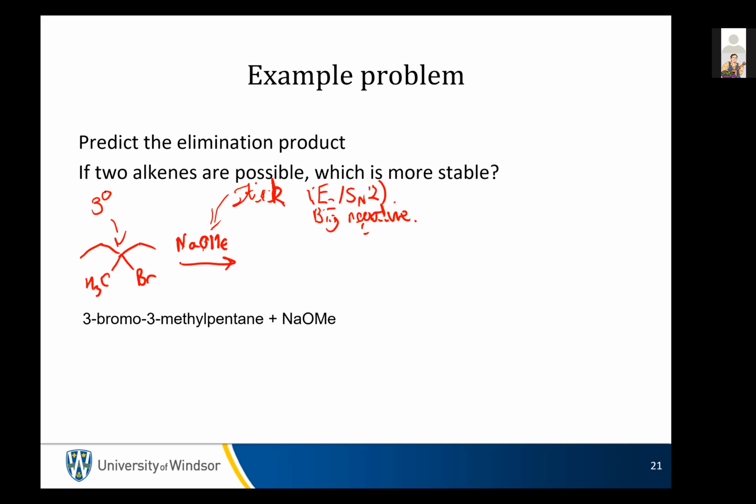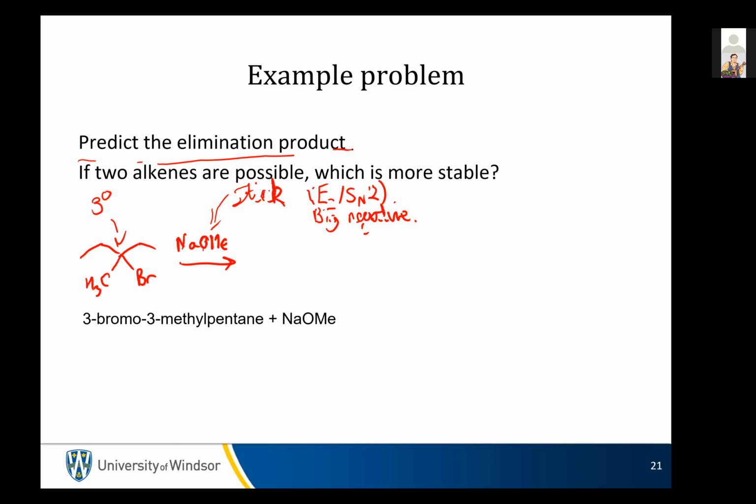So E1, SN1 are ruled out because you're not going to wait to make a carbocation. Under strong basic conditions, you're going to do something fast. The SN2 is ruled out because it's a tertiary leaving group. That leaves you only with the E2. It's helpful that in this question it said predict the elimination product, but I could have said predict the product because the E2 is the only thing that's feasible under these conditions.